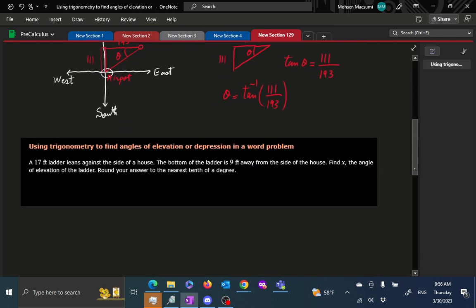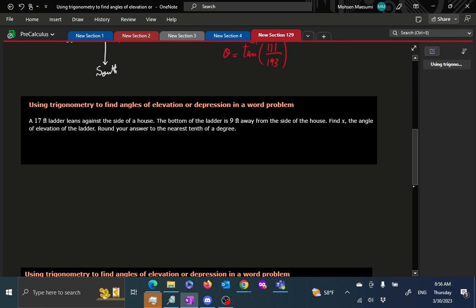Next problem is we have a ladder. This is how long the ladder is. So what I want you to do is stop this video, solve this problem, and then come back and compare your picture, and then compare the final step.